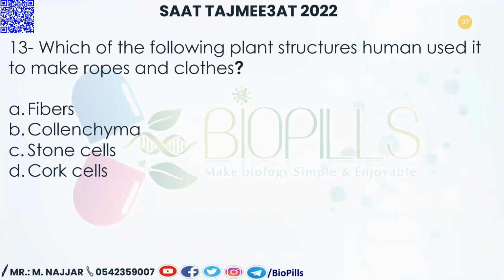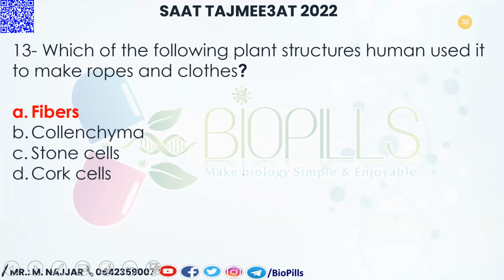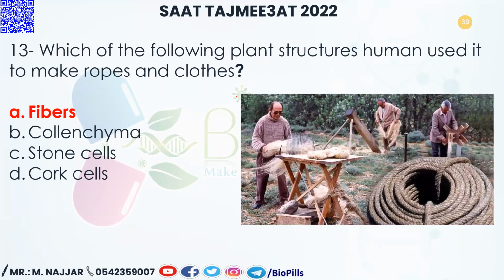Question number 13. Which of the following plant structures do humans use to make ropes and cloth? A. Fibers, B. Collenchyma, C. Stone cells, D. Cork cells. What is the plant structure that we make our cloth from? Which plant part? It's a very easy question. And of course, the answer is the fibers, the plant fibers. The lignin, all of those fibers are used. And here is the process that converts those plant fibers into very strong, tough ropes. And our cloth also, the most expensive, the most healthy, is made of high quality plant fibers.